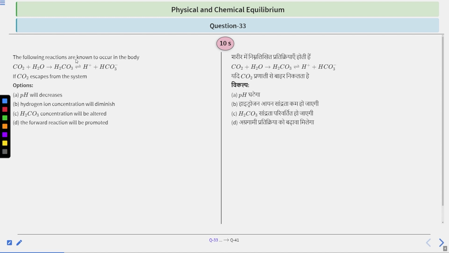The following reactions are known to occur in the body: CO2 plus H2O giving us H2CO3, which is dissociating into H positive and HCO3 negative. If the CO2 escapes from the system, what will happen? Options are: pH will decrease, hydrogen ion concentration will diminish, H2CO3 concentration will be altered, the forward reaction will be promoted. So you have 10 seconds to solve this question. After that, we will see what will be the answer.